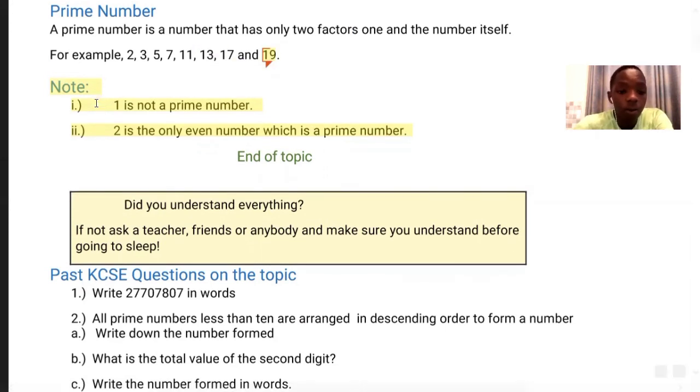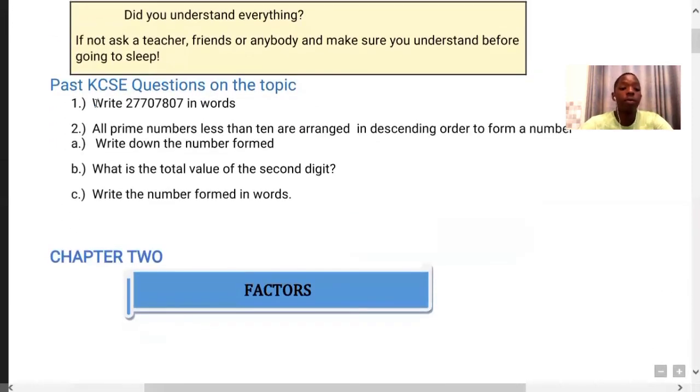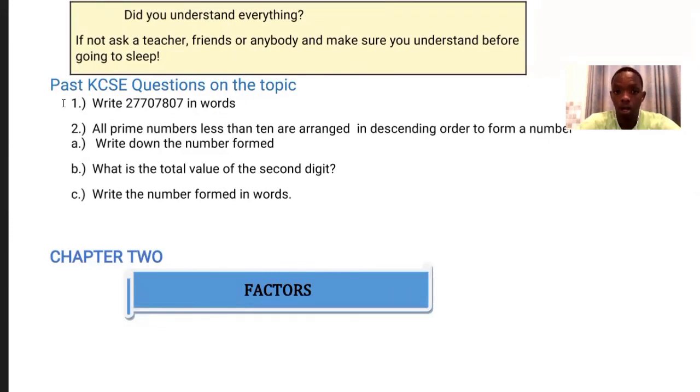So if you've understood, that has been my lesson. These are a few questions you can go through. You can write them down as I come to my conclusion. So that has been lesson 1 of mathematics from 1.